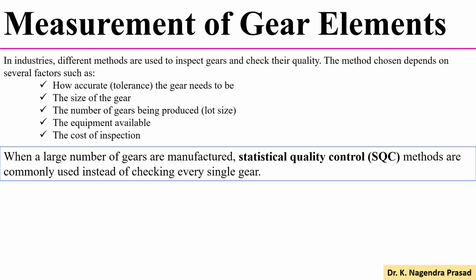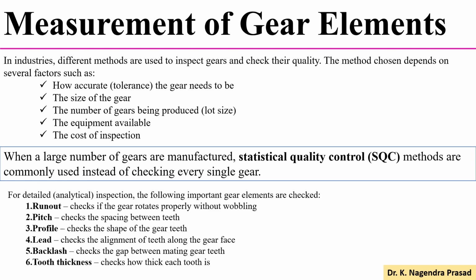When a large number of gears are manufactured, then statistical quality control methods are commonly used instead of checking every single gear. For detailed inspection, the following important gear elements are checked. First element is the runout. It checks if the gear rotates properly without wobbling. Second element is the pitch. It checks the spacing between the teeth.